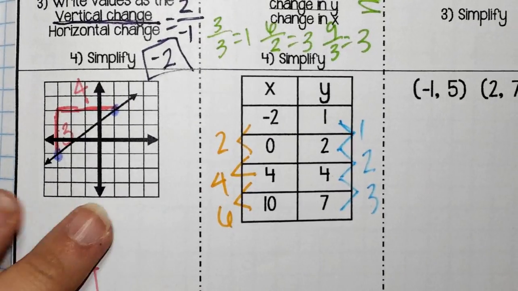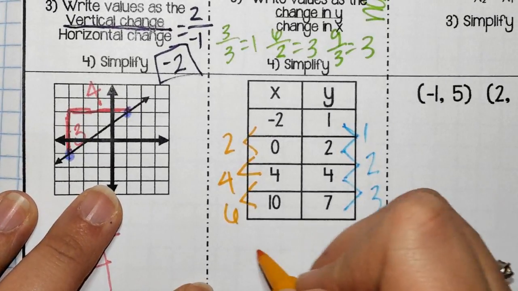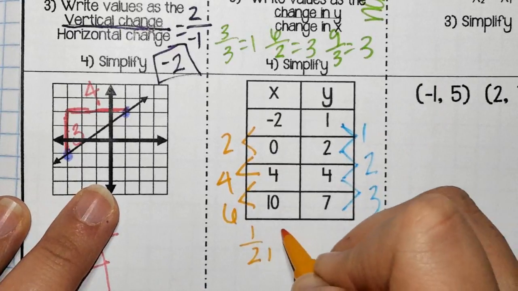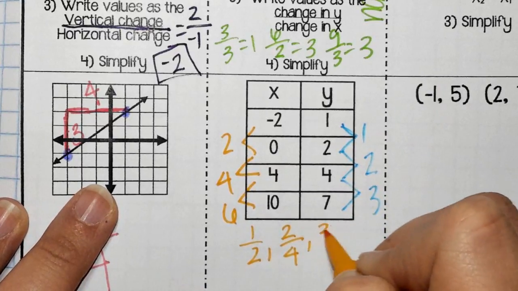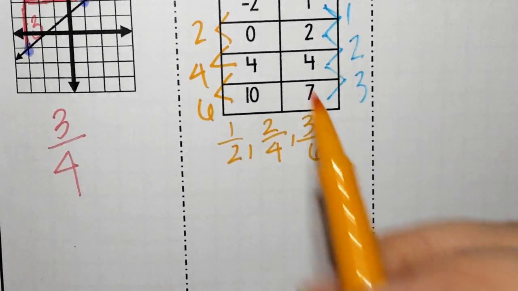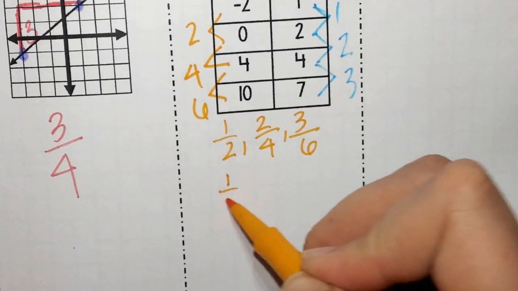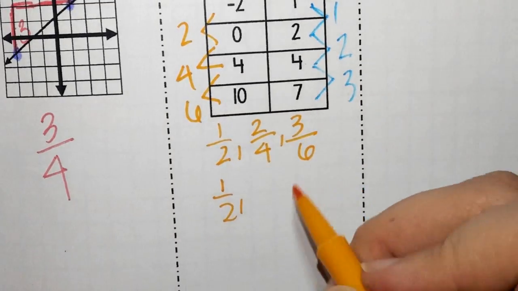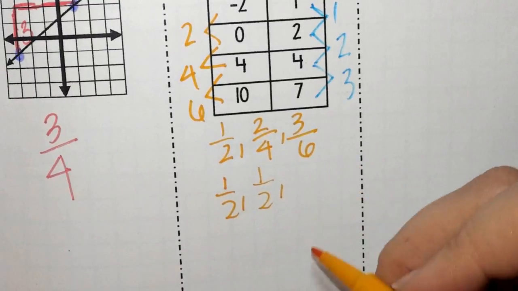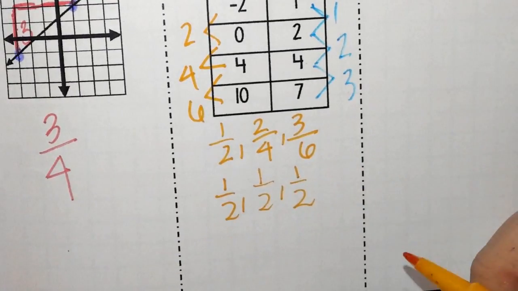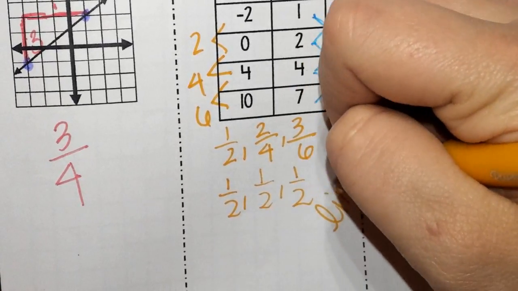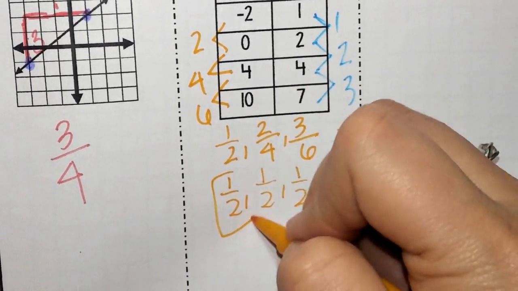Alright, now we need to figure out if it's linear or not. So we have to do y divided by x. So we would do 1 divided by 2, 2 divided by 4, 3 divided by 6. Alright, 1/2 stays the same. What is 2/4 reduced to? 1/2. And what's 3/6 reduced to? 1/2. So it's linear, and our slope is 1/2.